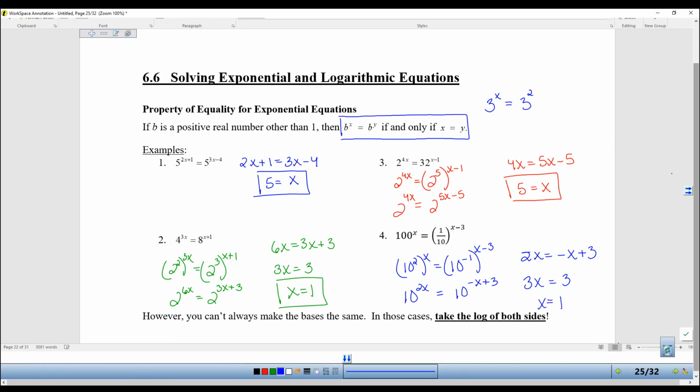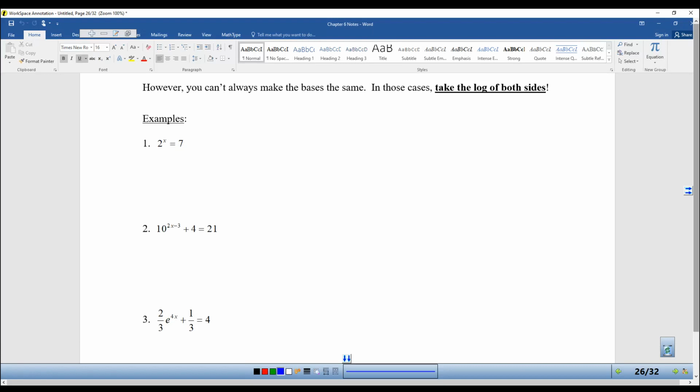Now, of course, these problems are very contrived. You're not always going to be able to make the bases the same. So the focus of our lesson is actually going to be what to do when you can't make the bases the same. And that is, we're going to take the log of both sides. Remember the fundamental principle of algebra: whatever you do to one side of the equation, you have to do to the other.